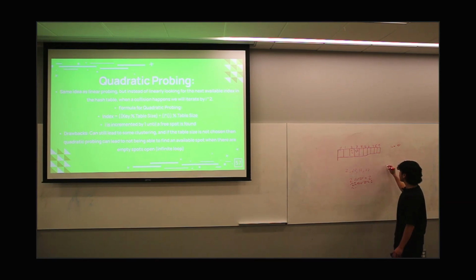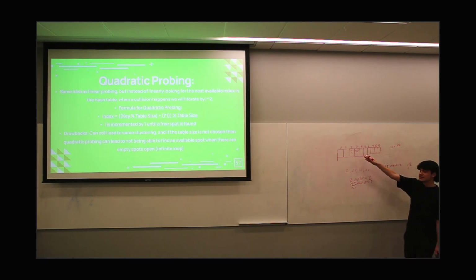Now we're going to go to 12. 12 modulo 10 is going to equal 2, right? There's a collision because there's already something in index 2. Now let's do 12 modulo 10 plus i times i, well, in this case 1 times 1, because our i is 1. Now this is going to equal 2 plus 1, which is 3, right? So there's a collision at 3. Do it again.